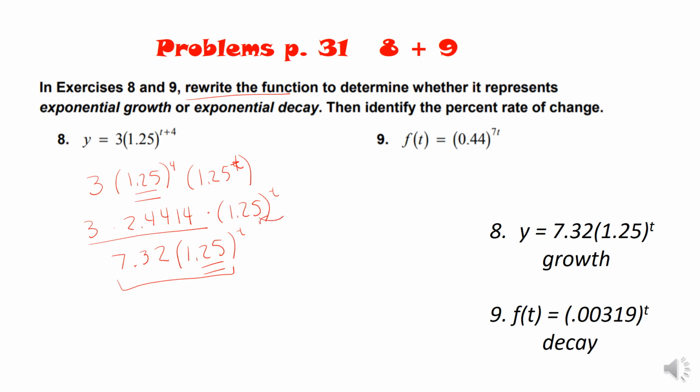Okay? Number 9, you would do 0.44 to the 7th times, no, to the t, like that. So that would give you, because these are multiplied, okay? So since this is plus, you do it this way. If they're multiplied, you do it this way. So it's going to be 0.44 to the 7th would be 0.00319 to the t, which is decay.